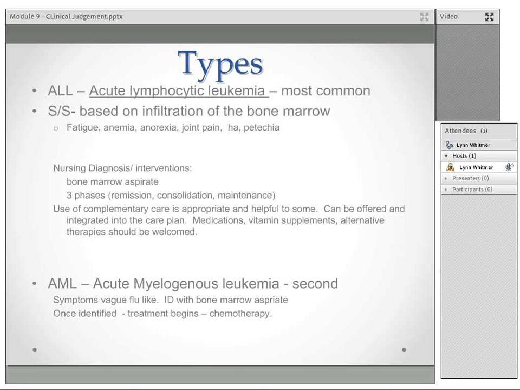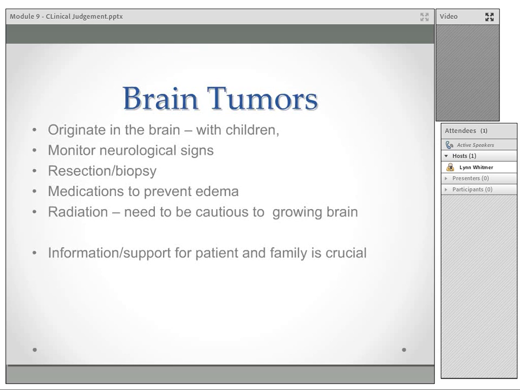So those are your leukemias. Brain tumors. There are the solid tumors, and we're going to start with the brain because that's the beginning of the body.